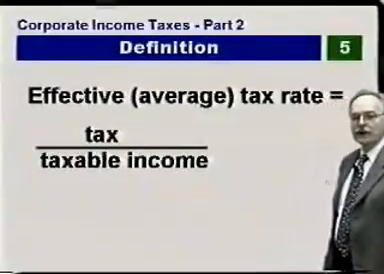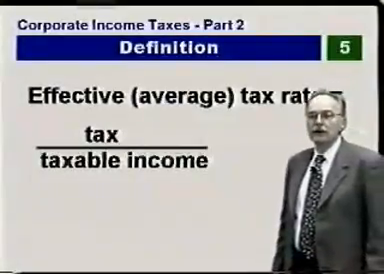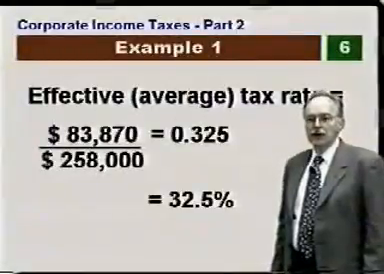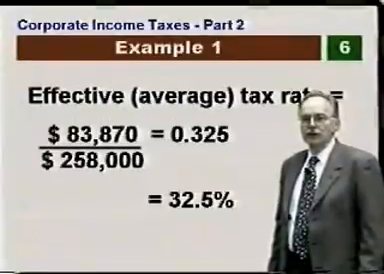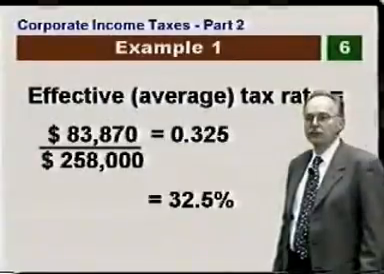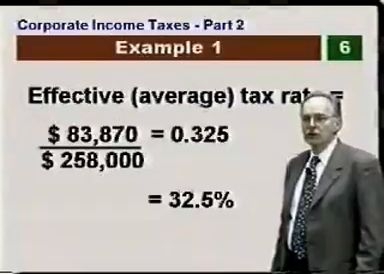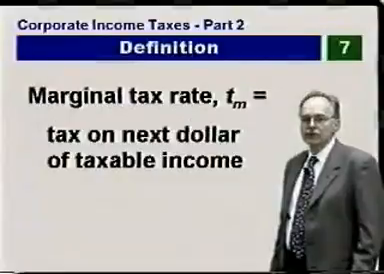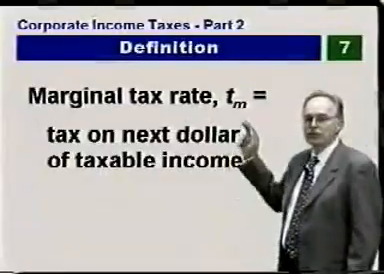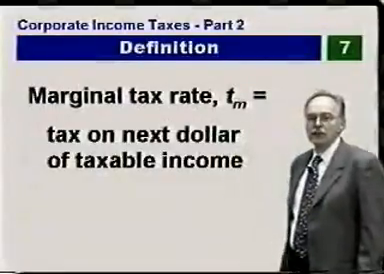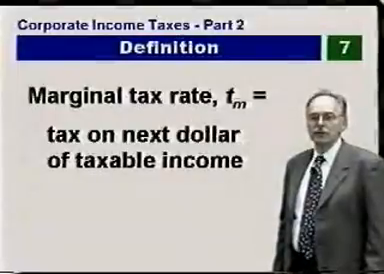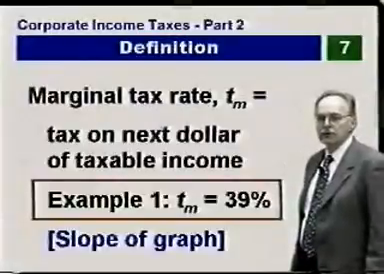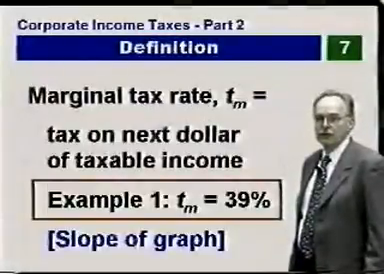Let's define the average or the effective tax rate to be the tax divided by the taxable income. In our example, that's $83,870 divided by 258,000, giving us a tax rate of 32.5%. That's an average rate, and that can be useful for comparing different situations. Let's also define the marginal tax rate, indicated by the symbol T, subscripted M, to be the tax on the next dollar of taxable income. In our example, that's 39%, and that happens to be the slope of the graph.